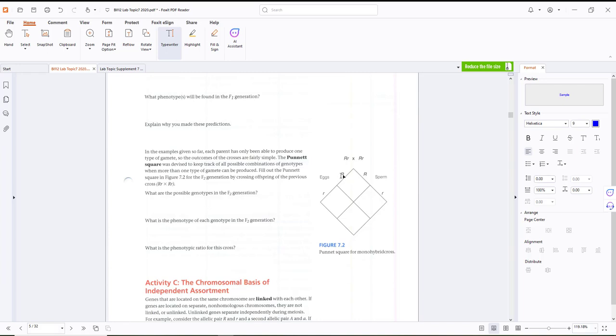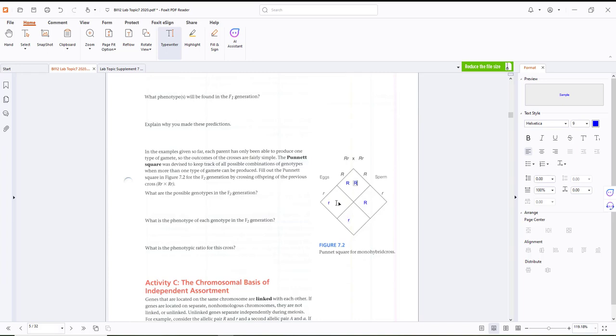We have little r, big R, or big R, little r, big R, little r. You're going to do the same thing where you bring the big R down. So big R, little r, little r. And then this one goes this way.